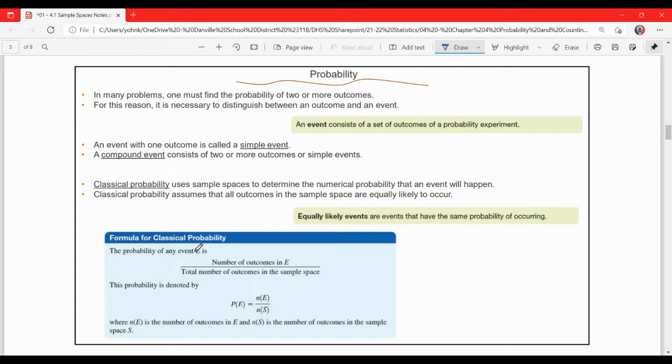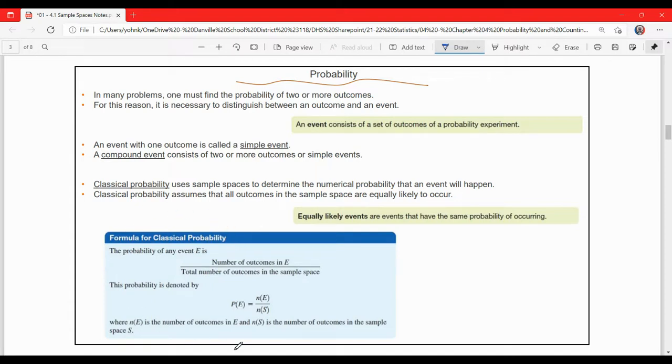An event with one outcome is called a simple event, like find the probability of getting a 6. A compound event consists of 2 or more outcomes or simple events. So perhaps you're rolling 2 dice or you're pulling 3 cards. That would be a compound event. Now, classical probability uses these sample spaces and determines the numerical probability that an event will occur. It also assumes that all of the outcomes are equally likely. So everything has a fair shot of being chosen.